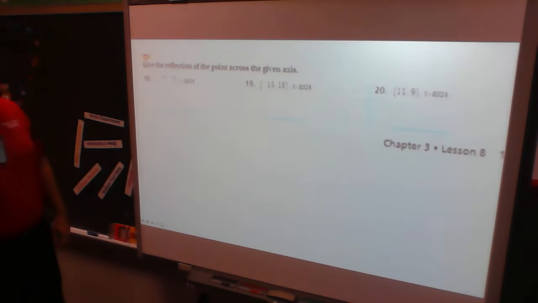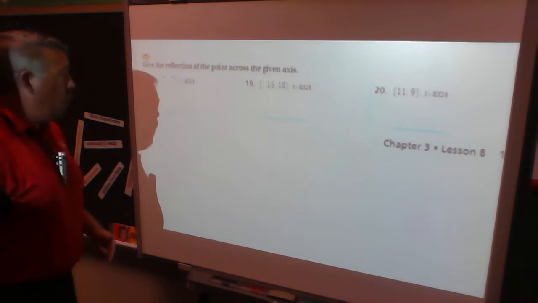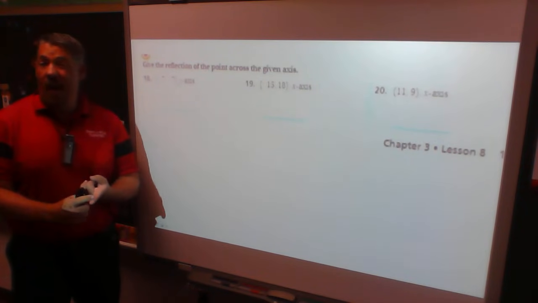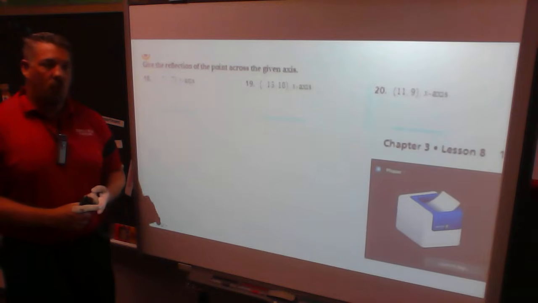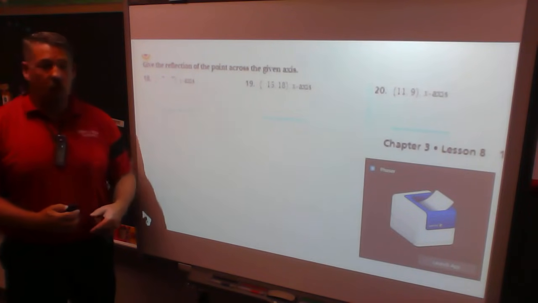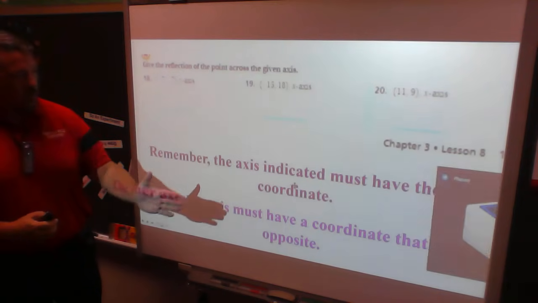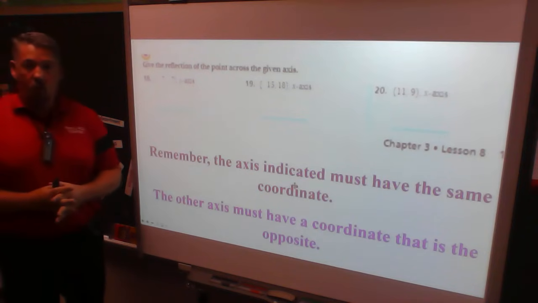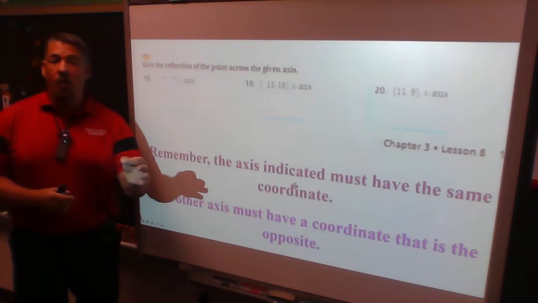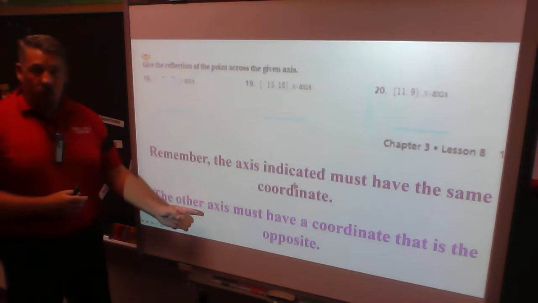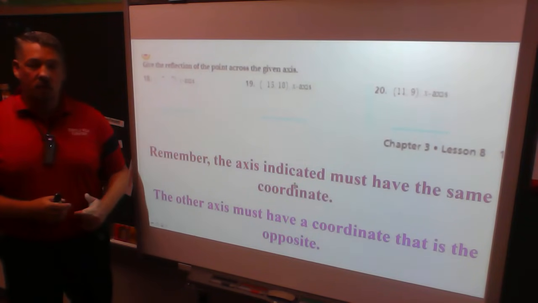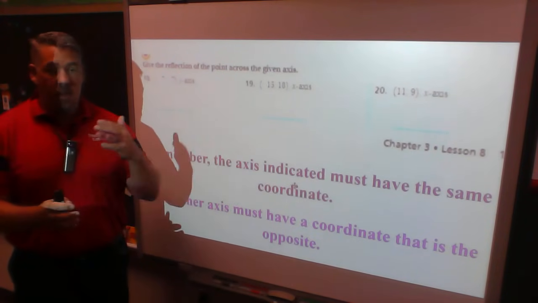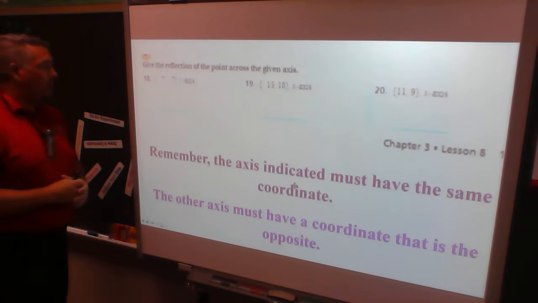Not a problem. When we get into this then, it says give the reflection point across the given axis. All right, so they give me the axis that has to stay the same, and therefore the opposite one has to be the opposite. So remember, the axis indicated must have the same coordinate. So if it says the y-axis, my y-coordinate has to stay the same. The other one then has to change since it's a reflection, and it's just the opposite number. And we said on the opposite numbers, if it's a positive, I just simply make it a negative. If it's a negative, I simply make it a positive, and that would be my coordinate.